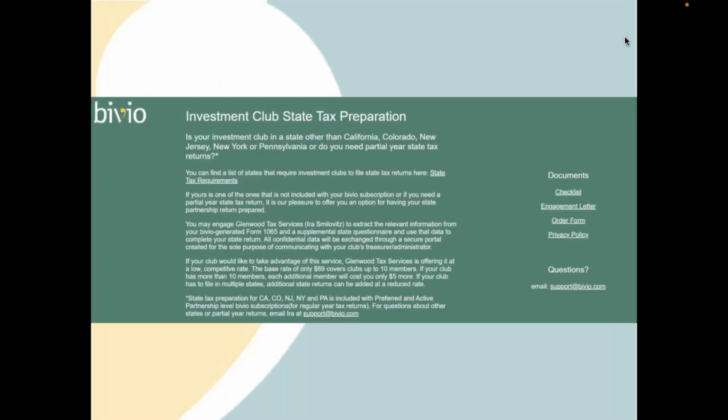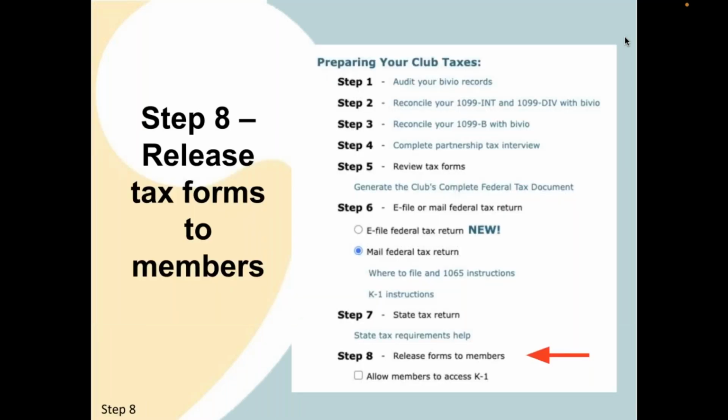The second link on the Club Cafe page will take you to this page, which describes an option we offer if you need state taxes prepared and your state is not one of the 5 included in bivio. Now that you've filled in your club's returns, it's time to go to step 8 and give your members their documents.